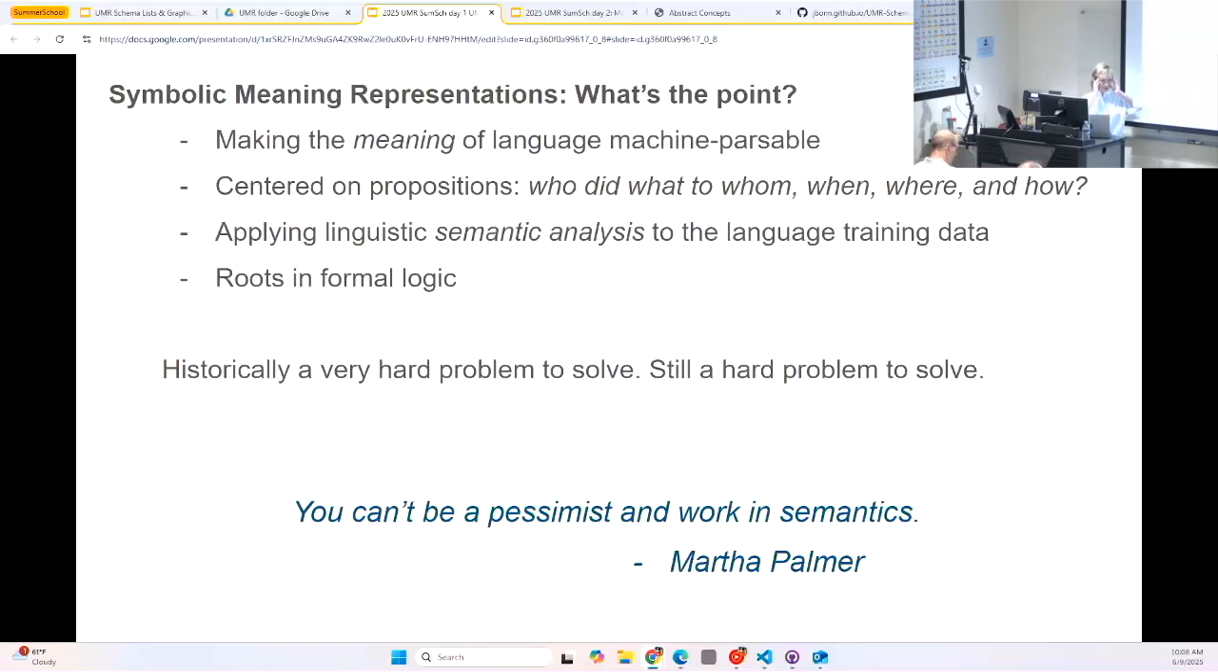So that means that it's different than a black box kind of system. We're actually applying labels that we as humans have decided are important. The roots are in formal logic, so the formats that we use are very logical, with a kind of mathematical basis. And semantics has been a very hard problem to solve for machine learning, and it is still hard to solve, even in spite of what you might think now. And this is one of my favorite quotes from Martha. You can't be a pessimist and work in semantics, because you really can't.